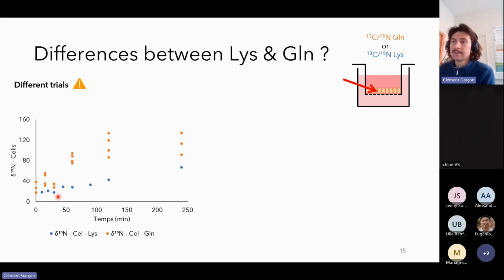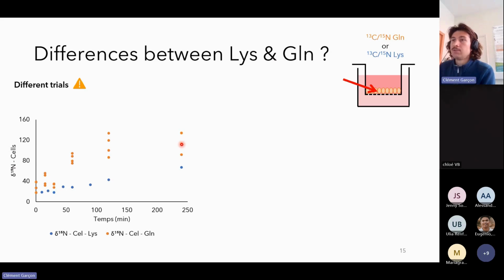But you can also see that it increases already very quickly. Already at the first time point, you see that there is some enrichment, so it's absorbed quite quickly. And for the glutamine, it's more like a shape with a saturation, so it increases and then remains a bit stable after 2 hours or so. So the kinetics are a bit different here.